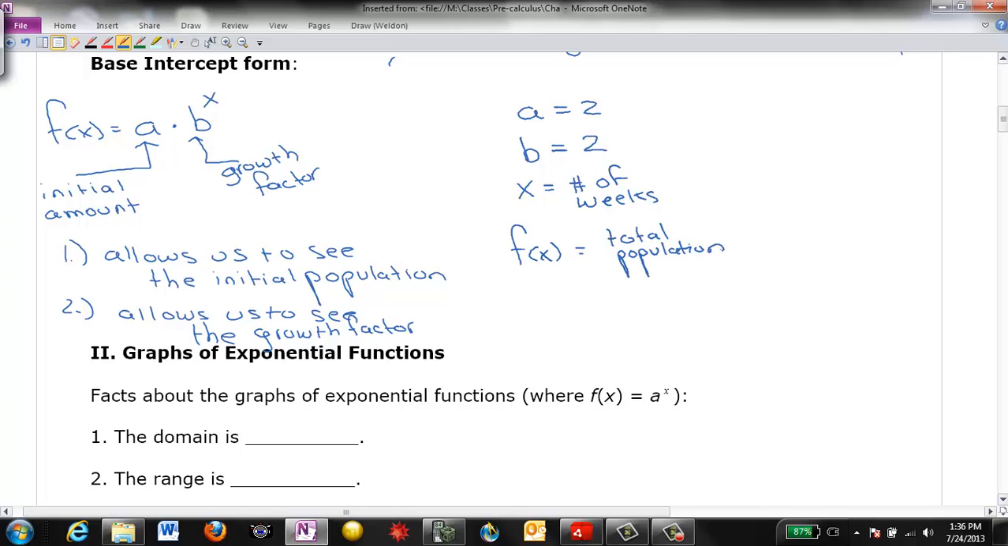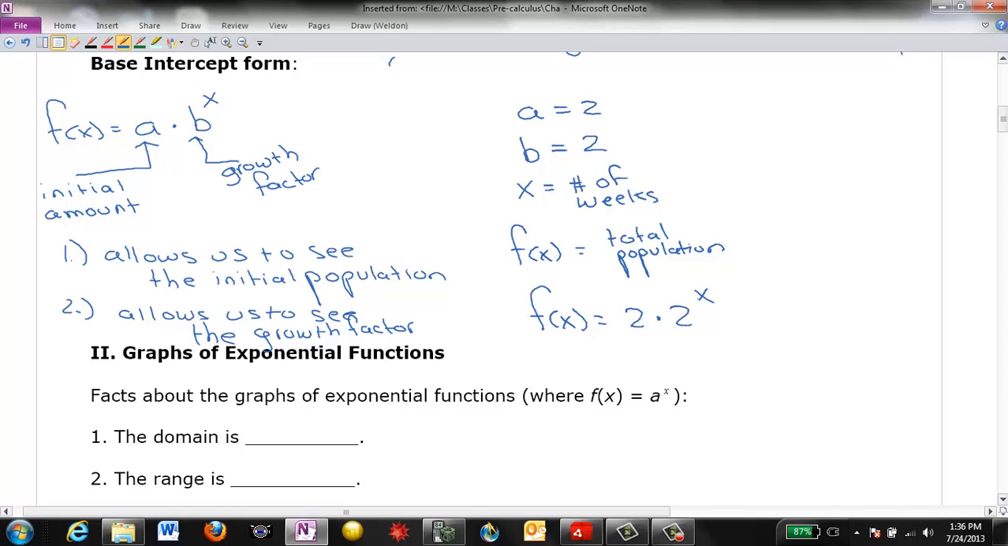Okay. So what is this going to look like? Well, it's going to look like this. f of x equals a, our initial population, 2, times 2 raised to the x. So there's our function: 2 times 2 raised to the x power.